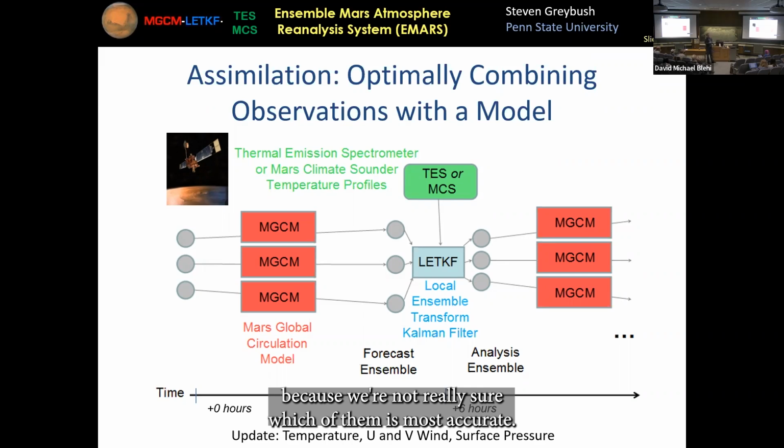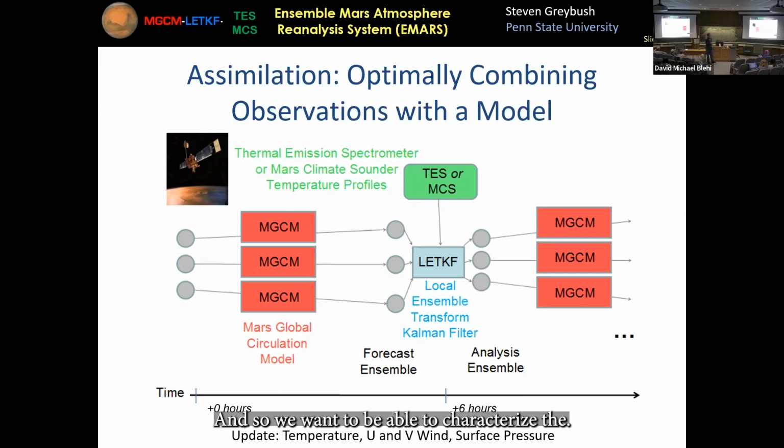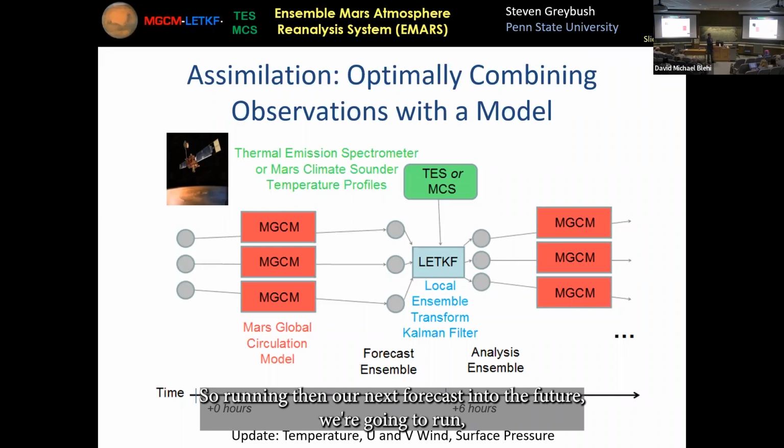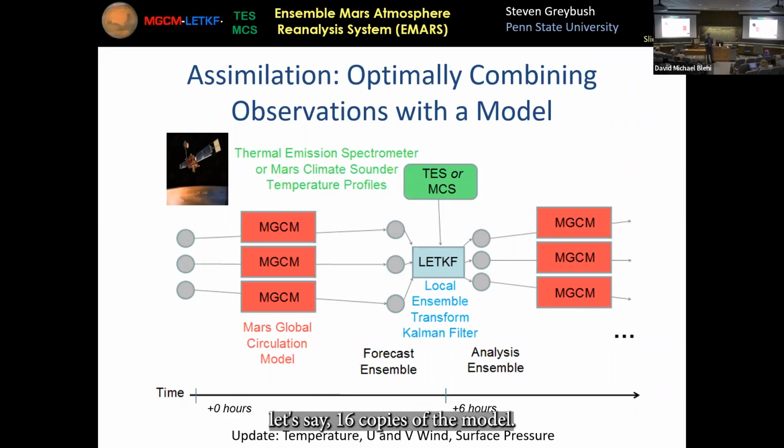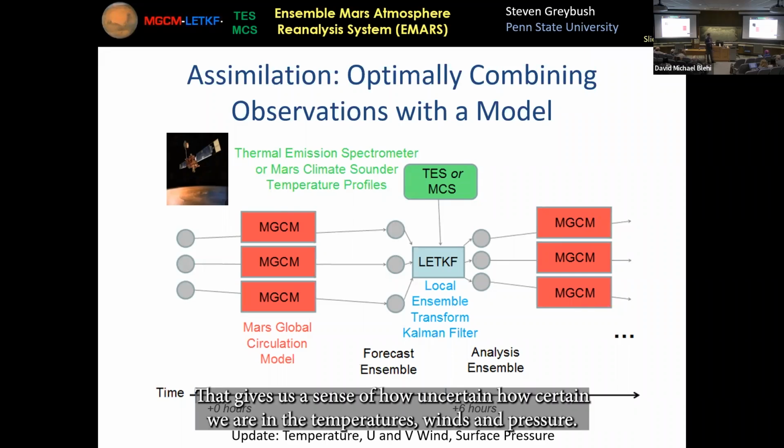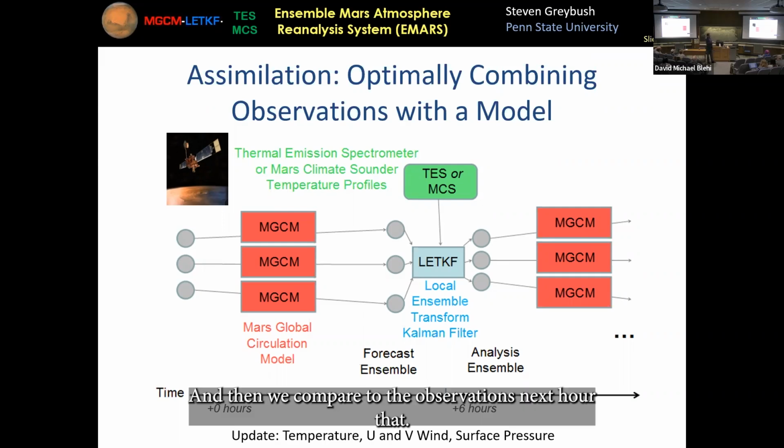Because we're not really sure which of them is most accurate, we want to be able to characterize the uncertainty in that. So running our next forecast into the future, we're going to run, let's say, 16 copies of the model. That gives us a sense of how certain we are in the temperatures and winds and pressure. And then we compare to the observations next hour that are coming in.